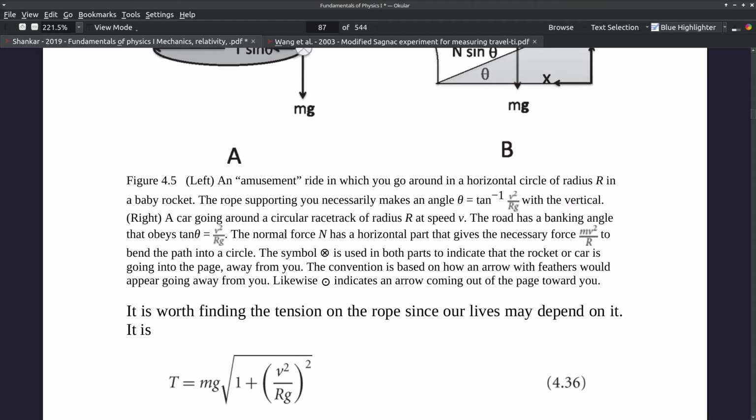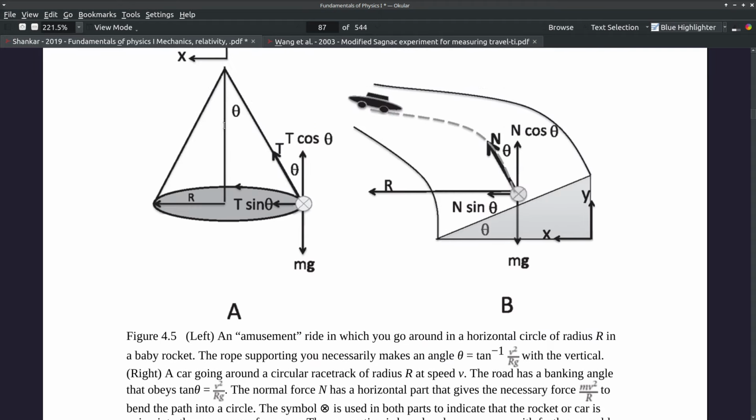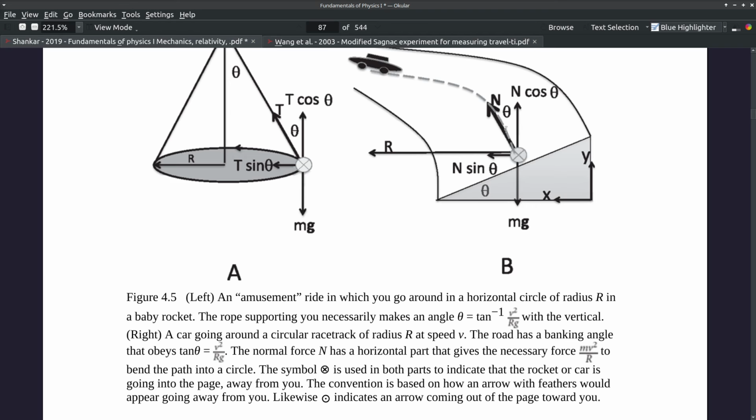Anyways, in an amusement ride in which you go around in a horizontal circle of radius r in a baby rocket, the rope supporting you necessarily makes an angle theta equals tan inverse of v squared over rg with the vertical. A car going around a circular racetrack of radius r at speed v, the road has a banking angle that obeys tangent theta equals v squared over rg.